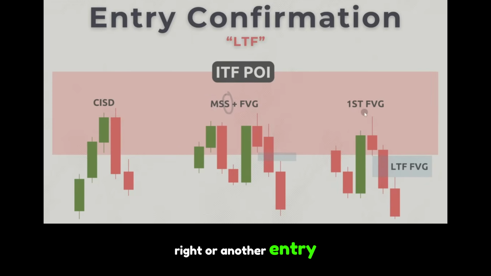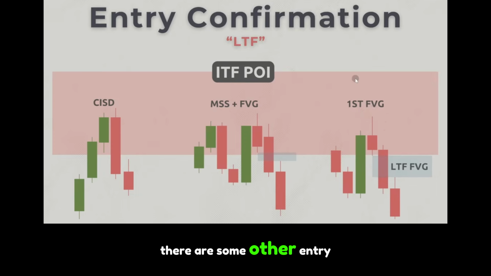Or another entry, and this one here, you could have taken on the intermediate time frame, right? So you could have taken this, or you could have taken this also. So all of those different confirmations, you could have done those not on the low time frame. If you wanted to skip, you could have taken this here on the intermediate time frame, the first fair value gap. So as soon as we create a fair value gap, reacting from that POI, we could have actually taken that lower time frame fair value gap.